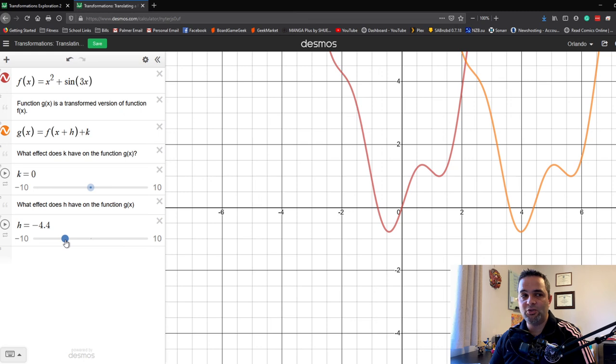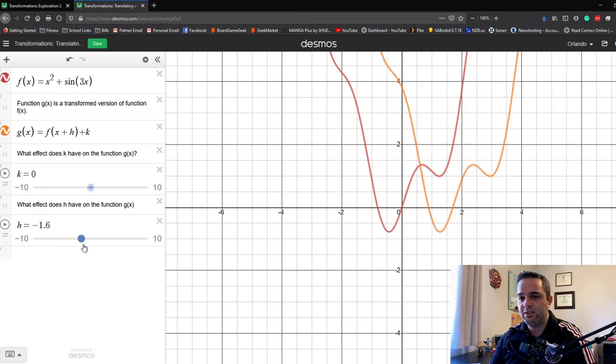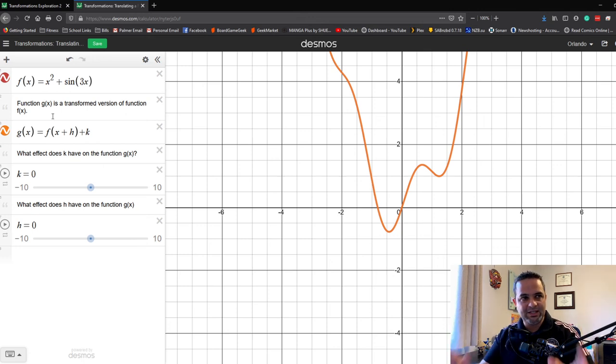Again, the red is our parent. The orange is our transformed graph. So we see that no matter how complicated our parent graph is, if all I'm doing is graphing a transformation of that, then I know what that's going to look like. It's the same shape, it's the same graph. We're just moving it to a different point on the grid. All right.